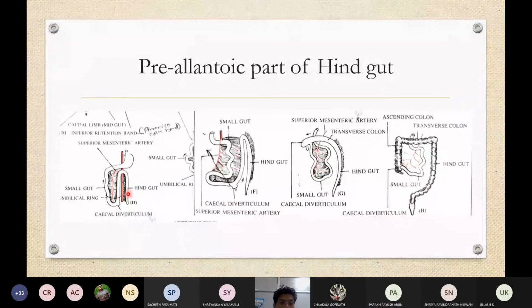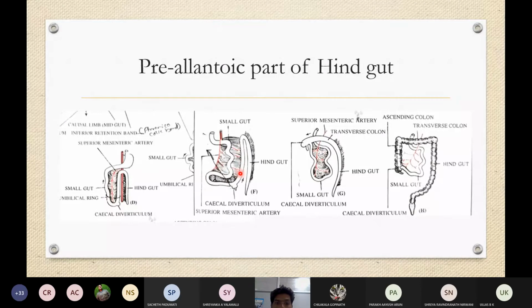Okay, during this condition, the linear, wider structure, the pre-allantoic part, is going to get converted into a wider tube over here. Okay, in future, after the rotation of the midgut and all, the cecum, cecal diverticulum will be getting shifted towards the right side from the left side. You see here it is on the left side. Okay, after the rotation of the midgut, it comes towards the left side. By then, the structure which is present by the side of the hindgut will come as the transverse colon here.